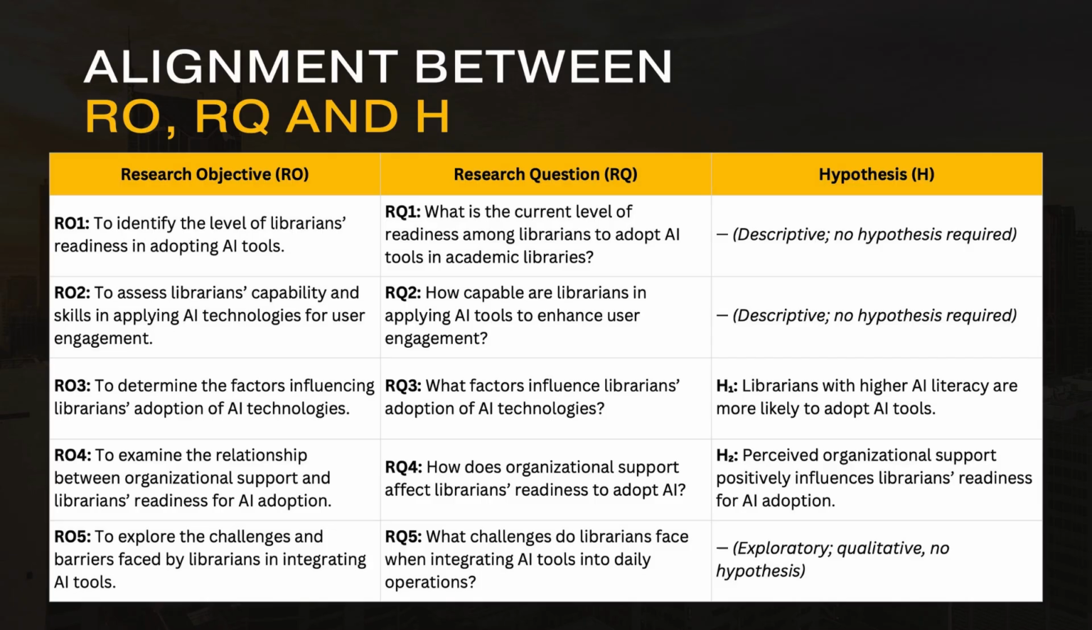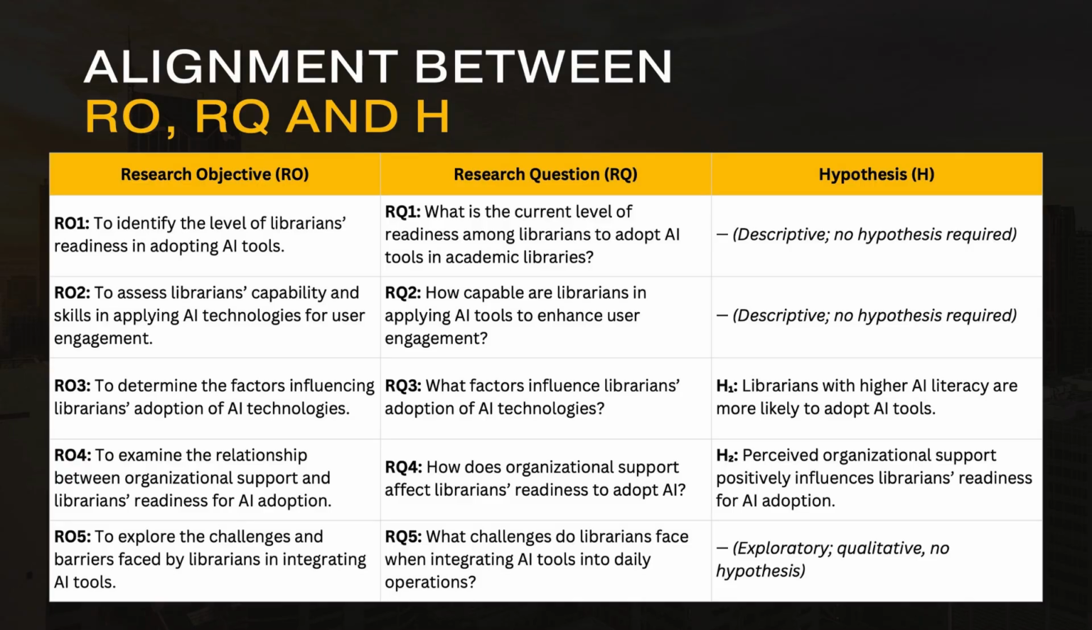Look at how the language shifts slightly, from what the study aims to achieve, to what it wants to find out, and finally, to what it expects to discover or test. In simple terms, the research objective describes what you plan to achieve. The research question asks what you want to find out. The hypothesis predicts what you expect to happen. However, not every study requires a hypothesis.